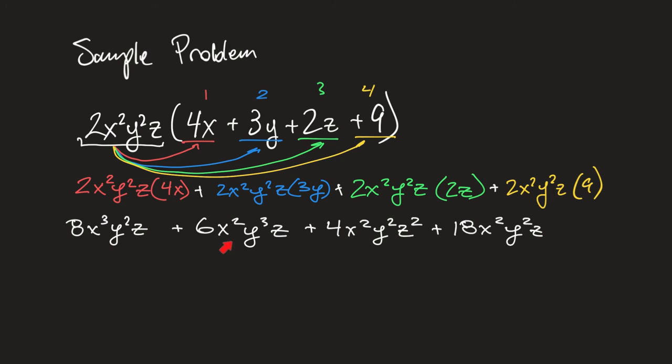Each of these 4 terms has x, y, and z. They all have the same variables. And 3 of them have the same power, or degree. This is a degree 6. 3 plus 2 plus 1 is 6. 2 plus 3 plus 1 is 6. 2 plus 2 plus 2 is 6. And 2 plus 2 plus 1 is 5. So this is of degree 5.